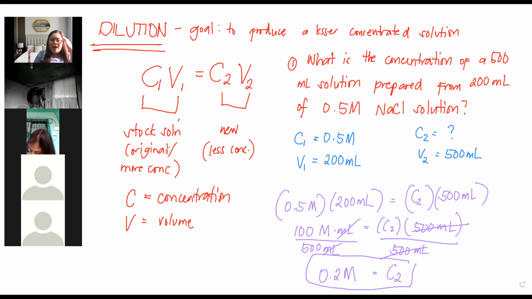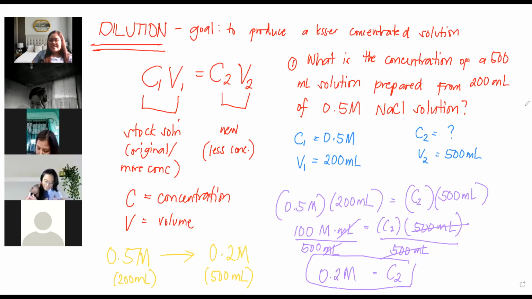So this is now the new concentration of the prepared solution. So as you can see, bumaba class, yung kanyang concentration, right? From 0.5 M na concentration, this is 200 ml here. Nagdagdag tayo ng solvent, naging 500 ml na siya. Bumaba ang kanyang concentration, naging 0.2 M. So the process again is called dilution. Magpa-prepare tayo ng new solution with a lesser concentration coming from our stock solution or the original solution. You have questions about this? Sa dilution? Okay.